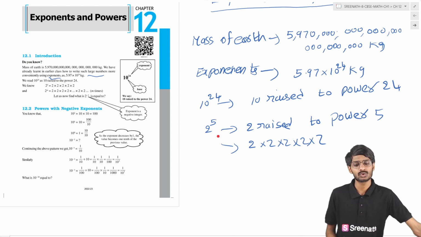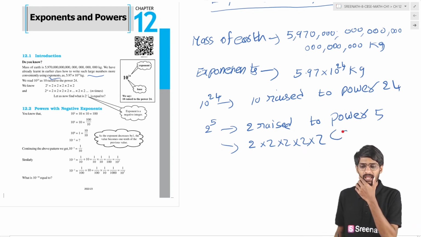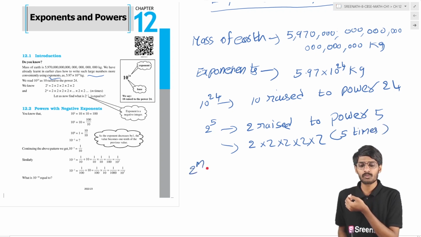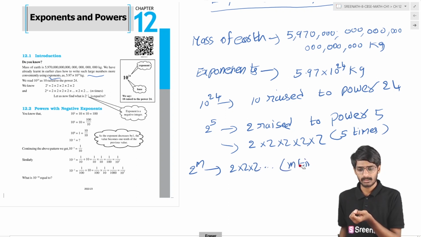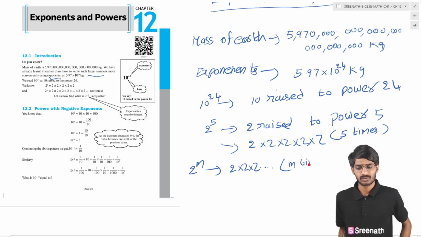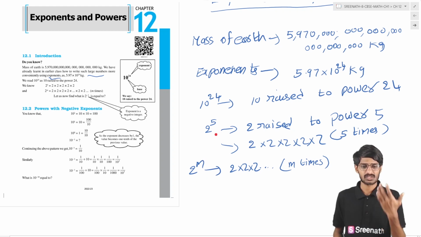We have to multiply 2 five times. Similarly, if there is 2 power m, that is 2 into 2 into 2 and so on, m times. How many times, students? m times you have to write it. So this is about the powers, students.